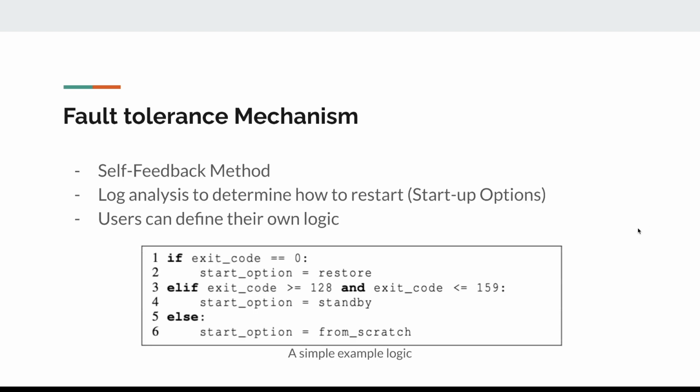Another one is we provide the fault tolerance mechanism in the management layer. It is a self-feedback method. Mainly, it is a log analysis from the application and determine how the container restarts when the failure happens. We use a startup option, as we mentioned before, as the choice of how the container should be restarted.